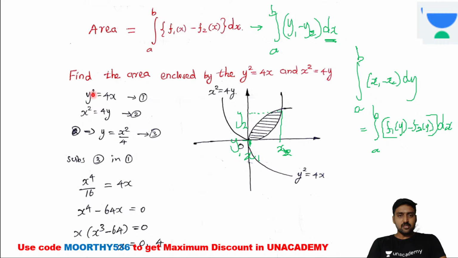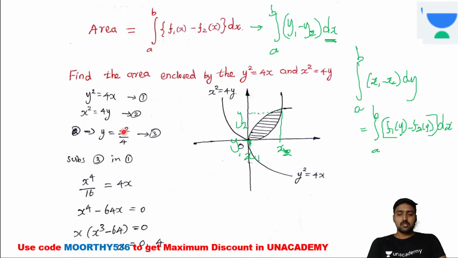Now y square is equal to x square divided by 4 the whole square, x power 4 divided by 16, is equal to 4x. Now take the 16 to the RHS side, x power 4 is equal to 64x. Now the 64x is taken to the LHS side, x power 4 minus 64x is equal to 0. Now take x as a common term from this equation, x into x cube minus 64 is equal to 0.